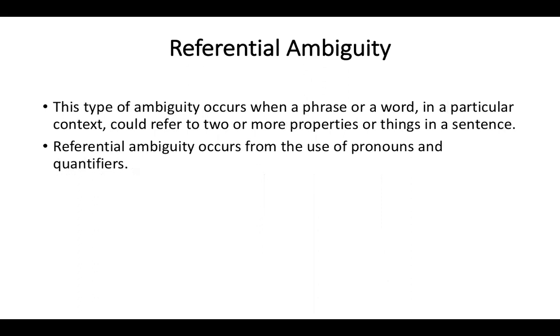Then we have referential ambiguity. This type of ambiguity occurs when a phrase or a word in a particular context could refer to two or more things in a sentence. Referential ambiguity occurs from the use of pronouns and quantifiers. Ambiguity can come from pronouns or other kinds of quantifiers. That is why it is called referential ambiguity: it arises from referencing something.